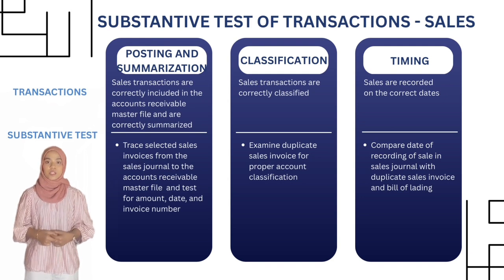Number 5. Classification. Under the classification assertion, the goal is to confirm that sales transactions are recorded in the correct accounts. This involves examining duplicate sales invoices for proper account classification.